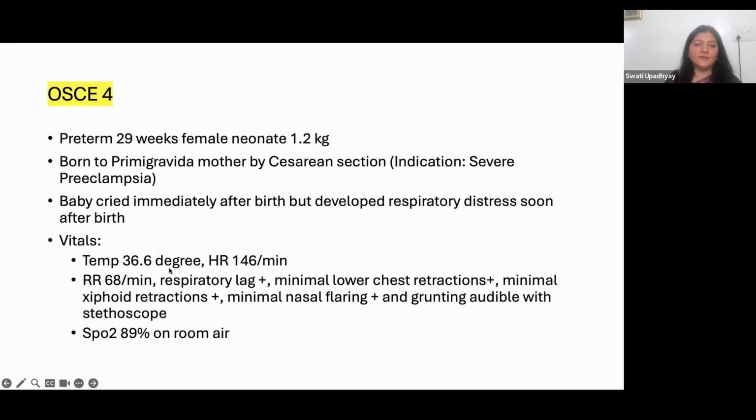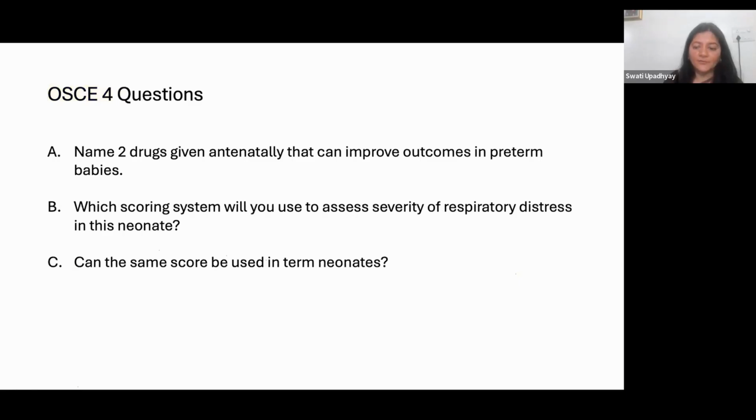So, I would like to narrate this case scenario. All of you, please see carefully. This is a preterm baby delivered at 29 weeks, female neonate, birth weight 1.2 kg, born to a primigravida mother by cesarean section for the indication of severe preeclampsia. And the baby started having respiratory distress soon after birth, right? So it's a preterm baby who has begun to have respiratory distress soon after birth.